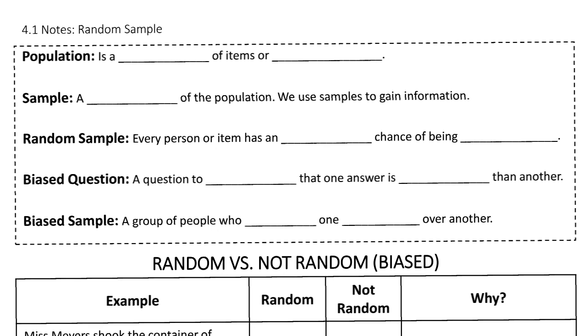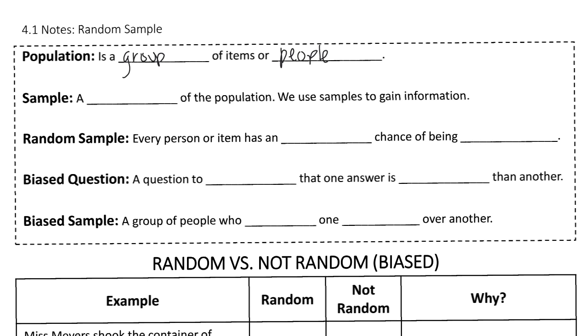All right, so we're going to talk about random samples, but before that, we need to get some basic definitions down. So a population is a group of items or people. So mostly we think about population as a group of people, but sometimes it could be like a group of coins or a set of markers or what have you, okay? Just a group of something.